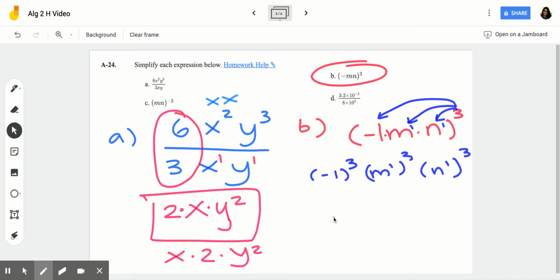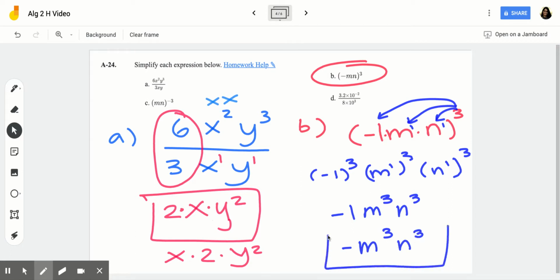Negative 1 times negative 1 times negative 1 is still negative 1. These two numbers get multiplied. 3 times 1 is 3. These two numbers get multiplied. 3 times 1 is 3. Could you rewrite this just negative m cubed, n cubed? Yes, but it's important to realize why that negative 1 is still there. Okay, let's move on to C and D.